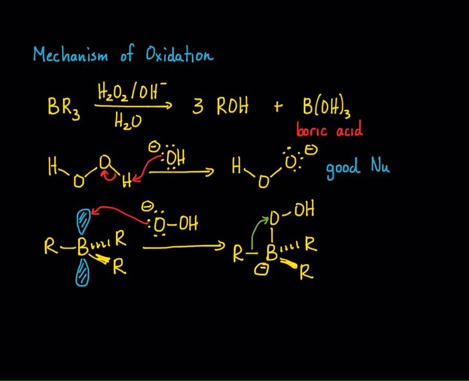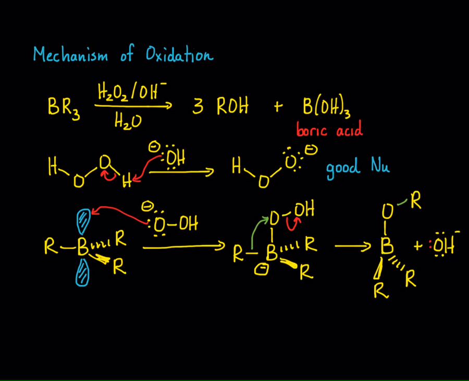And so what happens? Well, the next step is I get migration of one of the alkyl groups to the oxygen. So in that process, hydroxide is kicked off. That forms what we call a borate ester, right? So B(OR) in the process. And then, of course, notice hydroxide is kicked off. In the next step, what's going to happen?